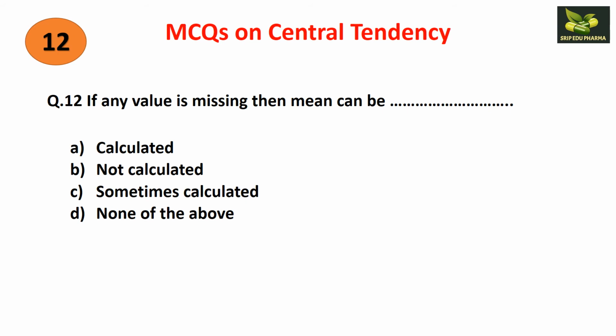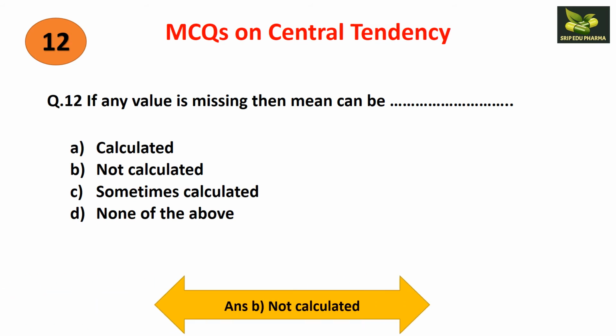If any value is missing, then mean can be A, calculated, B, not calculated, C, sometimes calculated, D, none of the above. Here answer is not calculated, because if any of the numbers is missing or deleted, then you cannot calculate the exact mean. So here answer will be B.